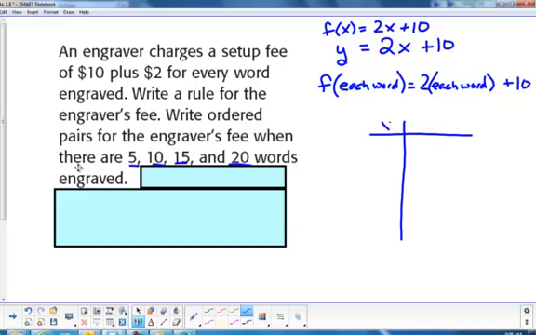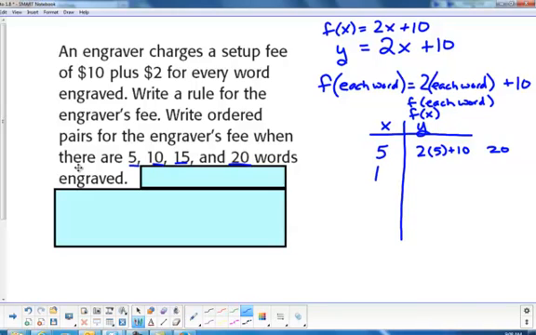So this is my x, and this is my y, also known as f of x, also known as f of each word. So if I have 5 words, I would do 2 times 5 plus 10. So my answer is 20.